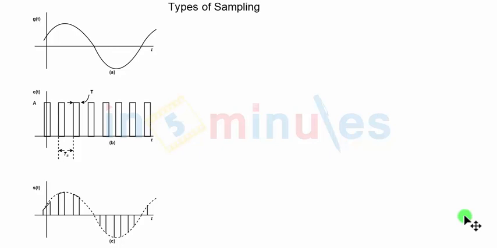In practice, we cannot generate an impulse signal because an impulse signal mathematically has infinite magnitude and it exists at a single time instant. Now such a signal cannot be generated practically. So practically we replace all the impulses with rectangular pulses.